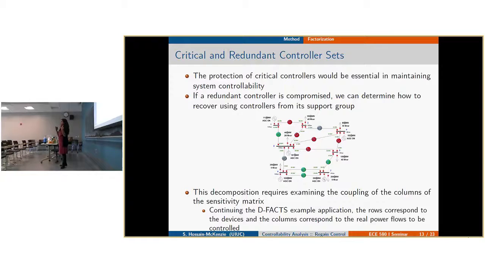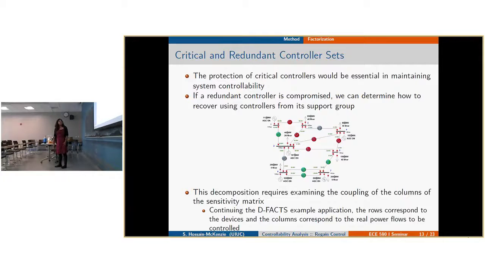So now that we have the line flow groups, as well as the controllers that work, the control support groups, so the controllers that help each other most to control those groups, we look at applying the factorization method onto the sensitivity matrix to find the critical and redundant controller sets. In this case, the protection of the critical controllers would be essential in maintaining the system controllability. And if a redundant controller is compromised, we can determine how to recover any malicious effects on the system using its support group, because we know those controllers within its support group are going to be the most effective.